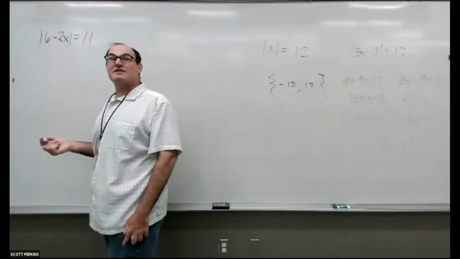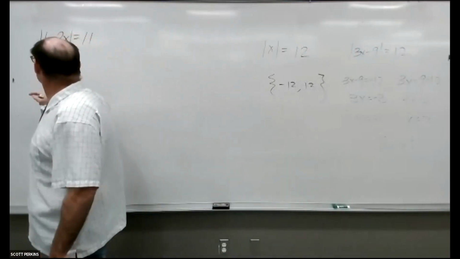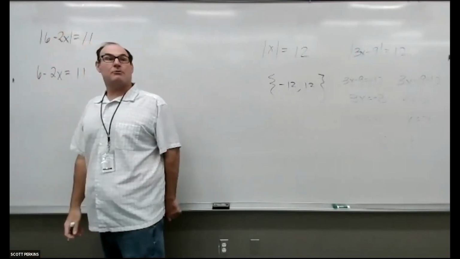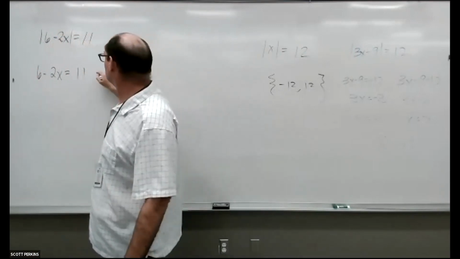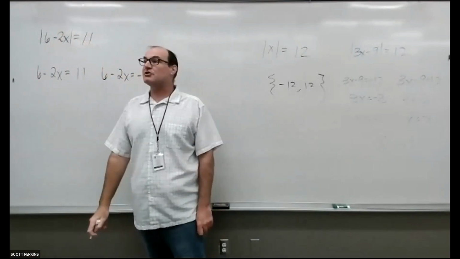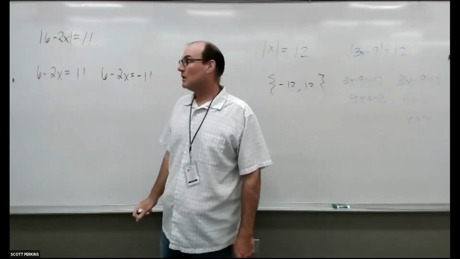Give me one of the equations that I'm going to solve, please. 6 minus 2x equals 11. Great. What's the other one then? Doesn't matter what order you do them. Those are the two equations you're going to do.